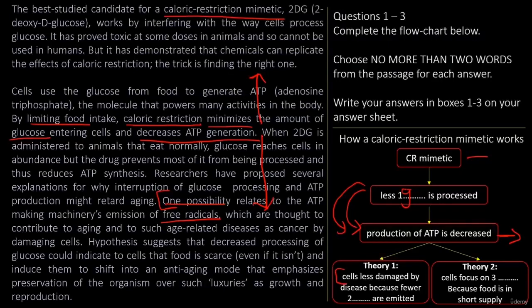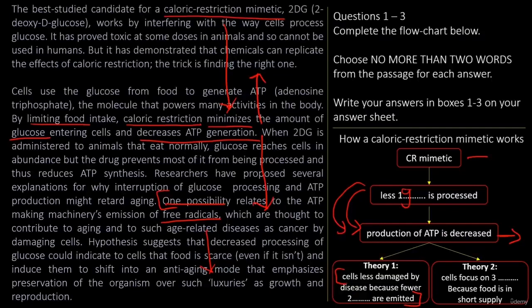Cells less damaged by disease because fewer blank are emitted. Now, the last answer must be here as well, below that. See, how did we understand where we can find the answer? We found the first one over here. Definitely our answer is below this. So we found the answer here. That means after 4 to 5 sentences.